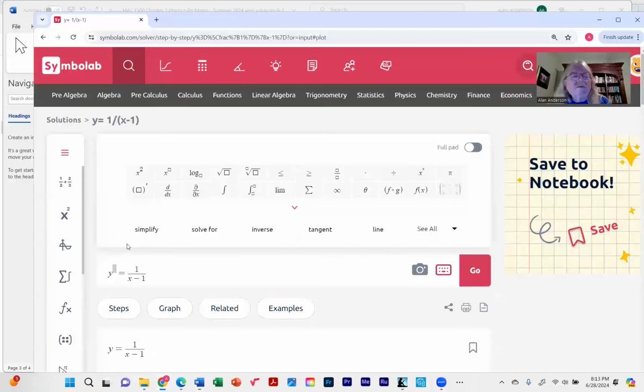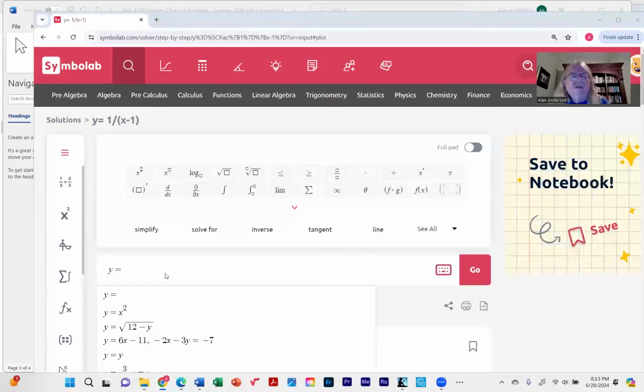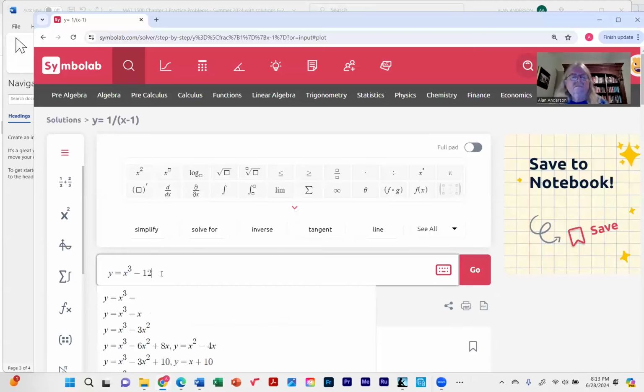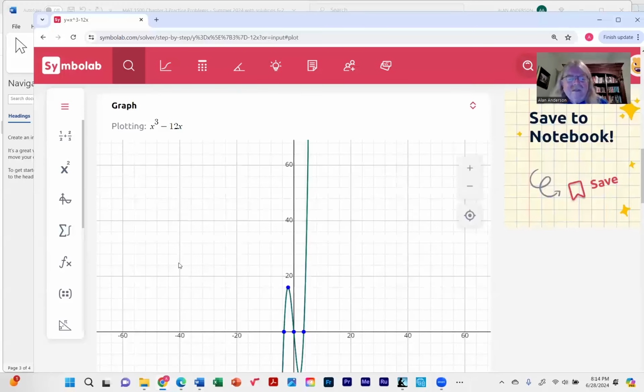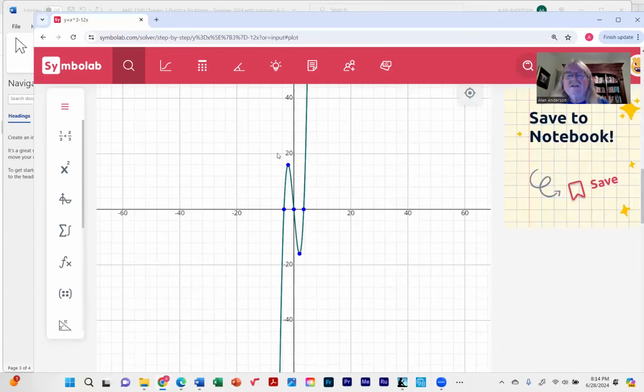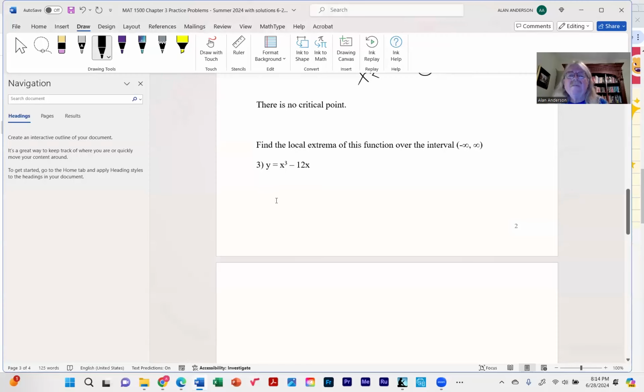Oh, sorry, it's y, what am I doing here? Y equals x cubed minus 12x. All right, let's see what this looks like. Well, it's a little strange, but it is a cubic function, and you can see there's no discontinuities or any sharp breaks. So the interval and the domain is, of course, the entire real number line. So any critical points we find will be the ones we need.